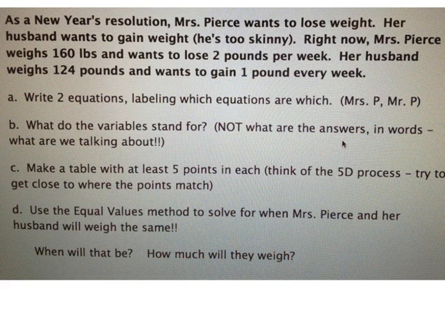It says, as a New Year's resolution, Mrs. Pierce wants to lose weight. True story. Her husband wants to gain weight. Not quite so true. Right now, Mrs. Pierce weighs 160 pounds and wants to lose 2 pounds per week. Her husband weighs 124 pounds and wants to gain 1 pound every week. So for part A, it says write two equations labeling which equations are which.